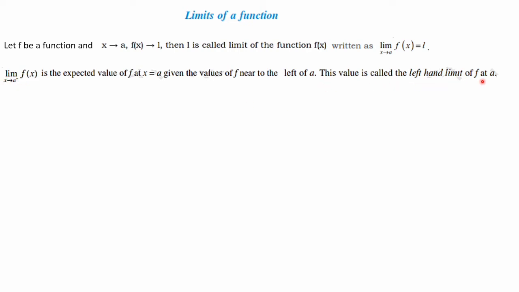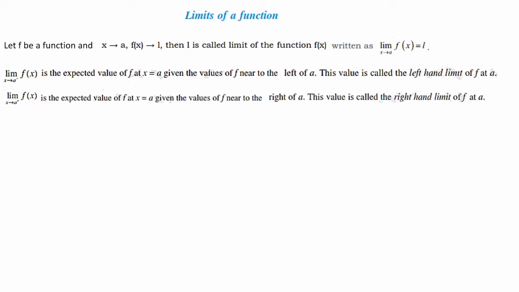This value is called the left hand limit of f at a, and limit x tends to a plus of f of x is the expected value of f at x is equal to a, given the values of f near to the right of a. In the previous slide, we substituted values from 1.5 towards 1, that is the right side values of 1. This value is called the right hand limit of f at a. So when we talk about limit, there are two kinds: one is the left hand limit of f at a, mentioned as a minus, and the other is the right hand limit of f at a, that is a plus.